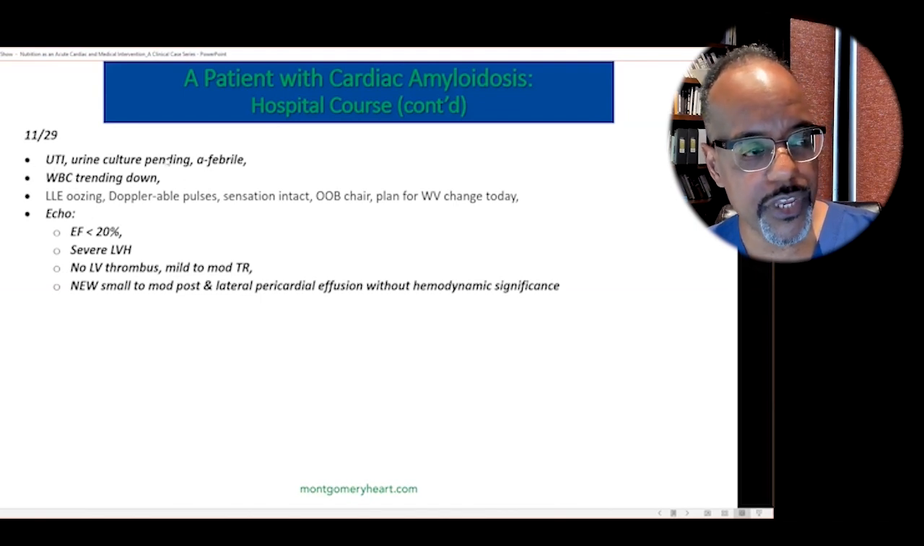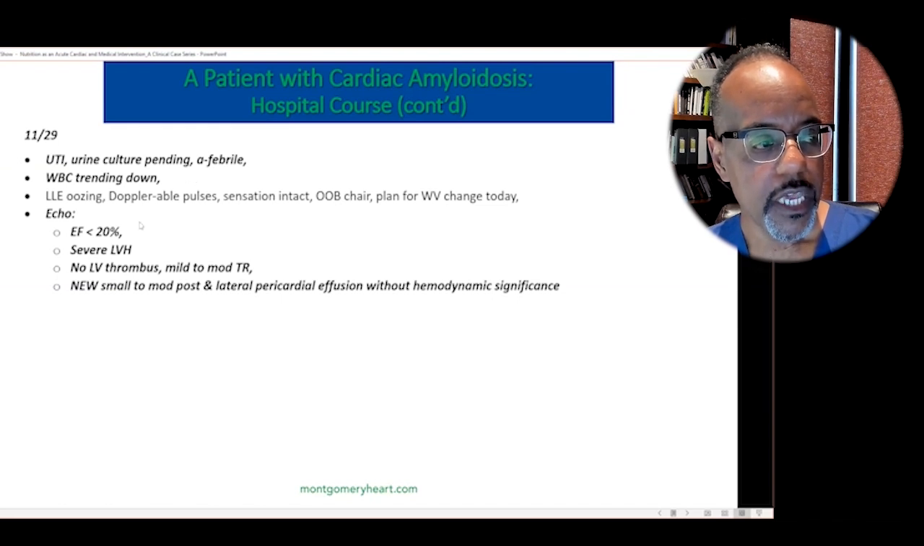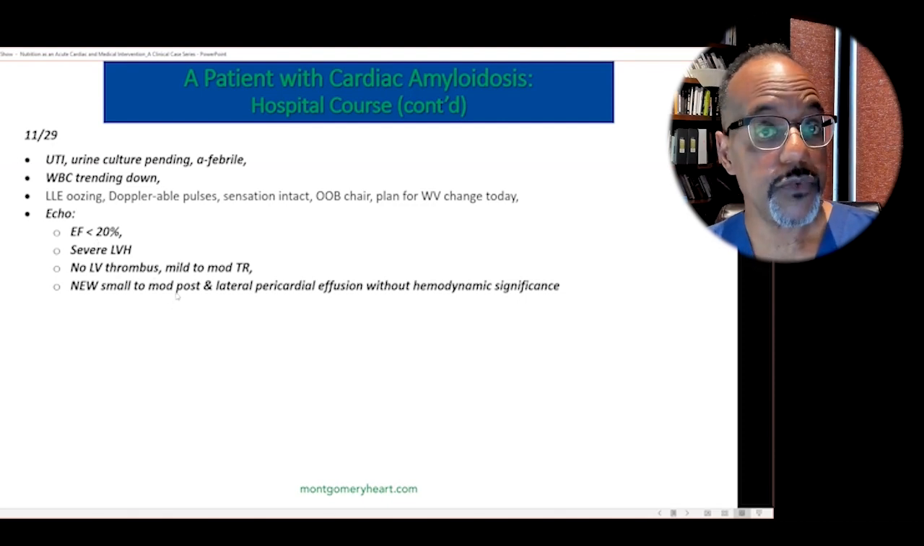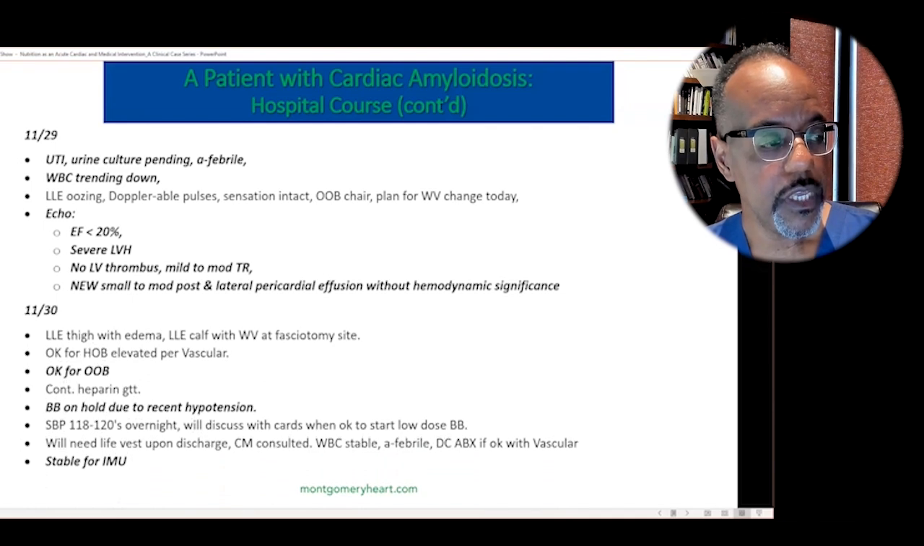Okay, he did have a urinary tract infection they picked up on. They addressed that. An echo was done. His heart was beating at less than 20%. And you saw an image similar to the echo that we did here. Severe thickening of the heart, no blood clots inside the cardiac chambers. That was important to know, because we had to stop the heparin. A little bit of effusion.